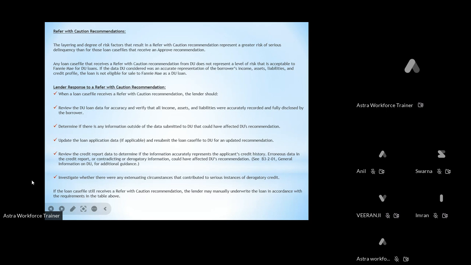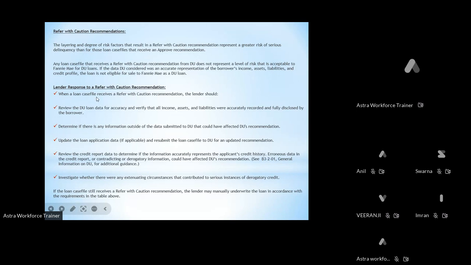Because of that reason, it is showing the refer with caution. That's very critical to selling to Fannie Mae, right? That will be selling to the next level. Very critical to selling to Fannie Mae. That's the secondary marketing. Okay, what's the lender response to the refer with caution recommendation?